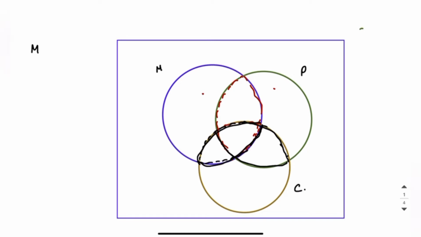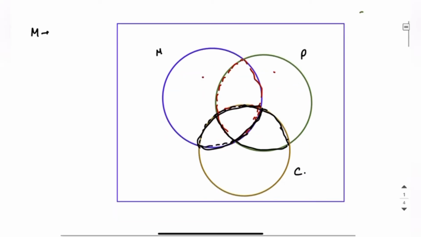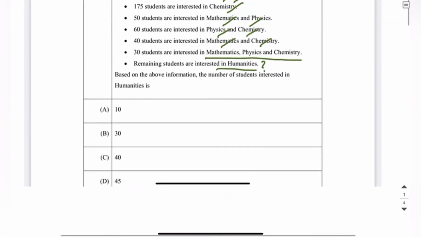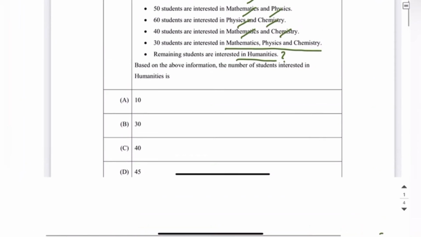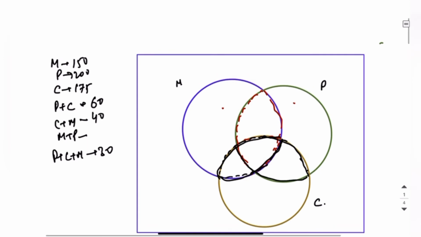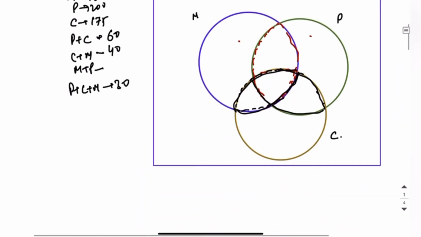For mathematics we have 150 students, for physics we have 200, for chemistry we have 175. Now we have three combinations: physics and chemistry, chemistry and math, and math and physics. And we have one combination of all three subjects, which is 30. For physics and chemistry, this is 60. For chemistry and math, this is 40. And for math and physics, this is 50.